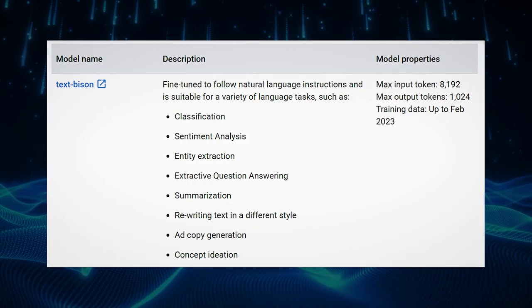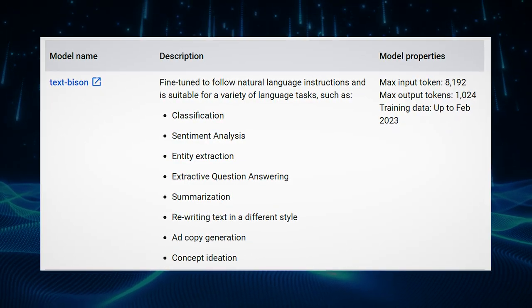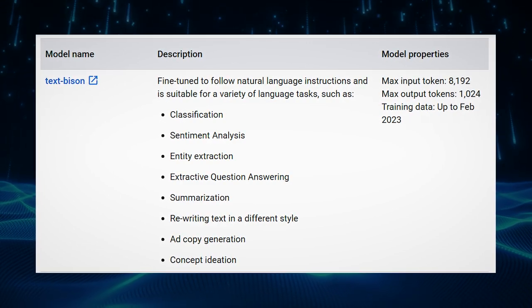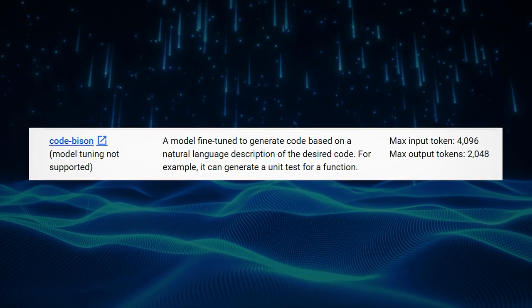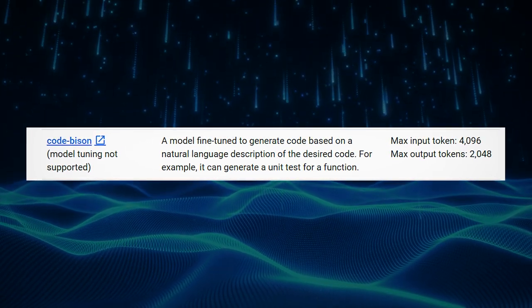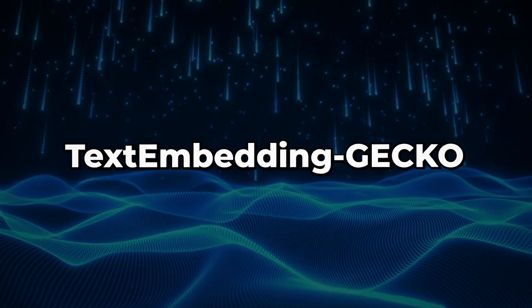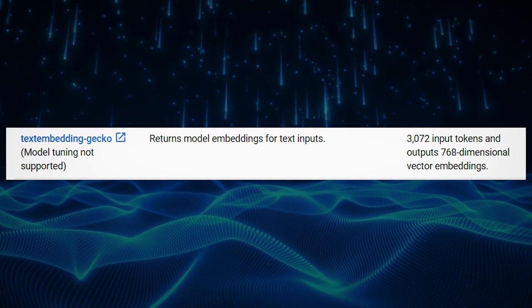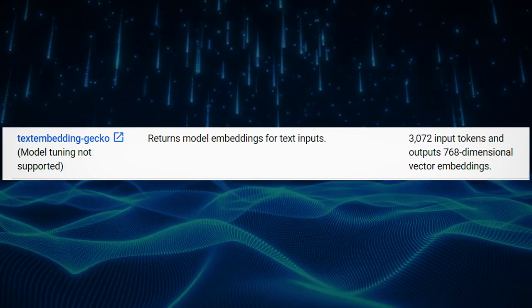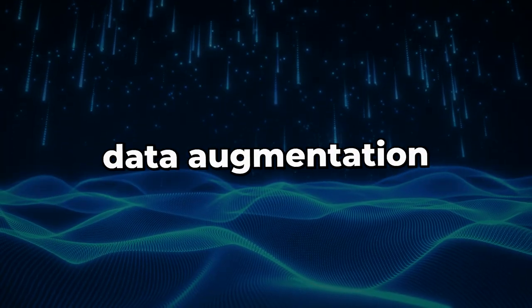You can use Text Bison to come up with catchy headlines, captivating stories, or informative summaries. Code Bison can help you generate code snippets or documentation to make your programming life a breeze. And with Text Embedding Gecko or Code Embedding Gecko, you can even generate embeddings to find and recommend content that hits the spot.